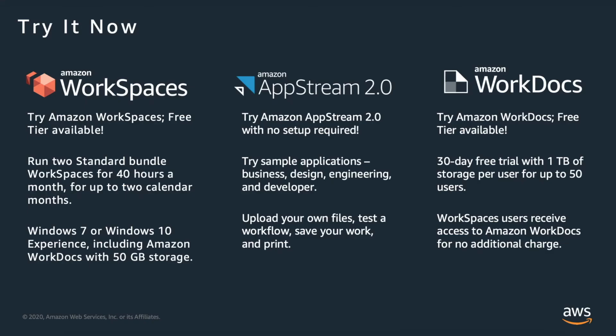So you can try Amazon WorkSpaces, Amazon AppStream, and Amazon WorkDocs today with the free tier that is available on AWS. With Amazon WorkSpaces, you can run 2 standard bundles of workspaces for 40 hours a month for up to 2 months. Windows 7 and Windows 10 experience are included in the free tier, along with Amazon Linux 2 as well. You get 50 GB of storage with WorkDocs in the free tier.